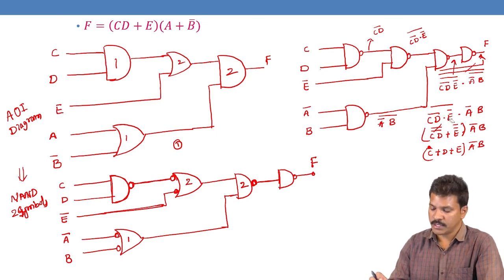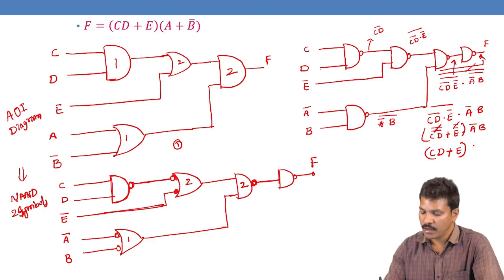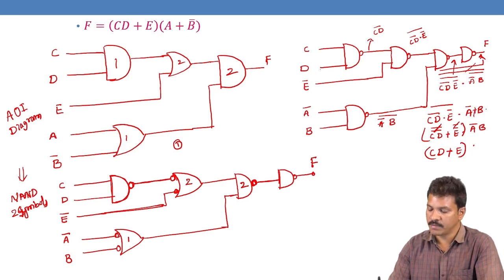So here it is not C plus D. The double bar cancels, and we get CD only. CD plus E, the double bar cancels. And then A bar B whole bar here can be represented with De Morgan's theorem as A bar plus B.